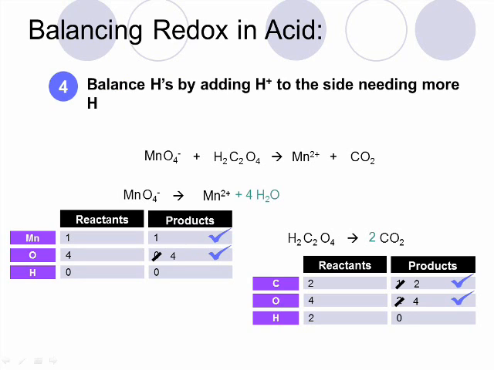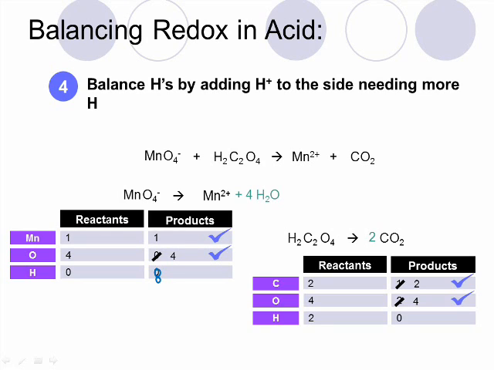We're going to balance the hydrogens by adding the proton, H+, to the side needing more hydrogens. And this is a mistake here. That should be an 8. We're going to fix this little mistake on the PowerPoint. There are 8 hydrogens on that side.